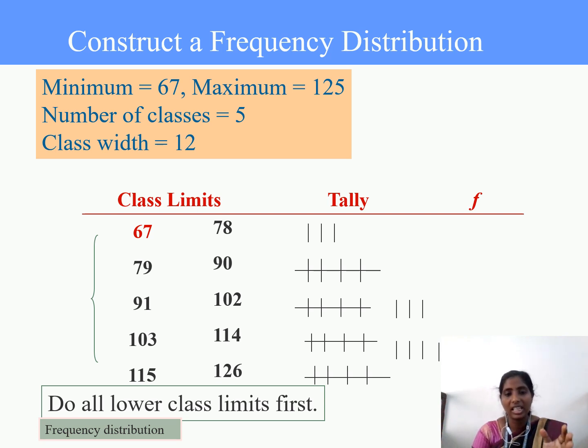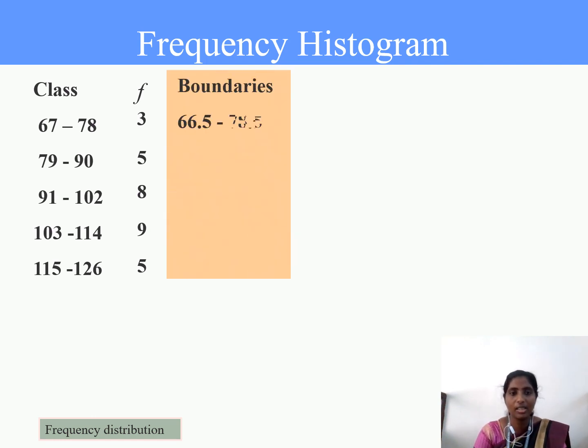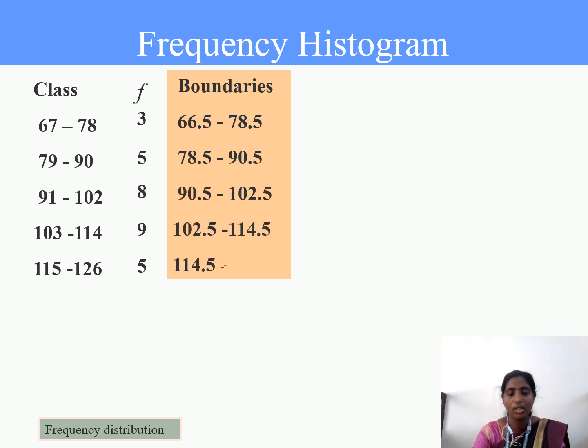For each and every observation we have to mark the tally here. And after doing the tally, we have to count up the number of lines in the tally, and then while counting up we will be getting the frequency values. So this is our basic frequency distribution table. And how we can draw the frequency histogram is, for each and every class we have got the frequency values, so we have to mark the boundaries for the histogram bar.